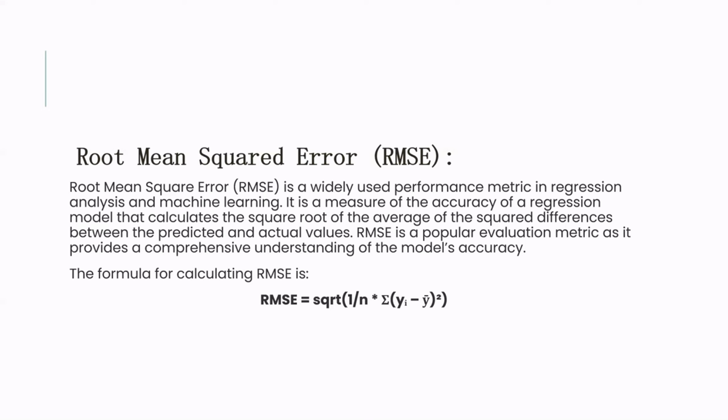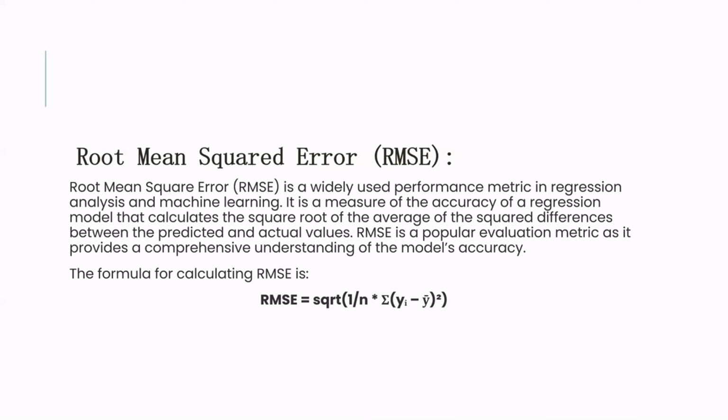Here, root mean squared error. Root mean squared error is a widely used performance metric in regression analysis and machine learning. It is a measure of the accuracy of a regression model that calculates the square root of the average of the squared differences between the predicted and actual values. RMSE is a popular evaluation metric as it provides a comprehensive understanding of the model's accuracy. The formula for RMSE is as below.